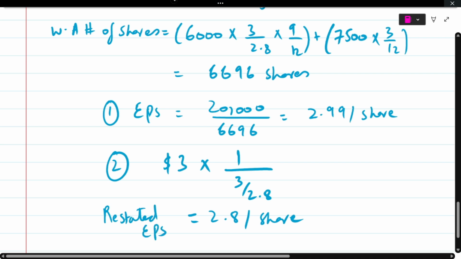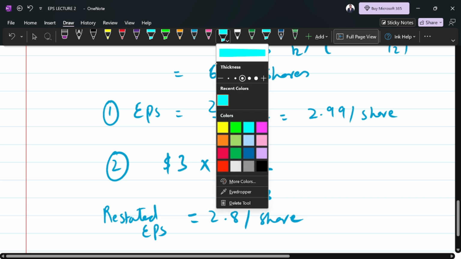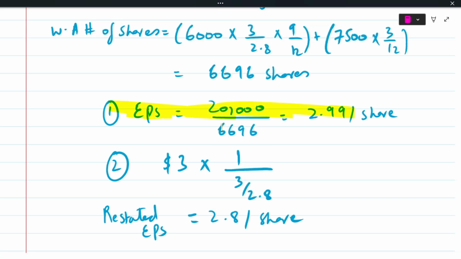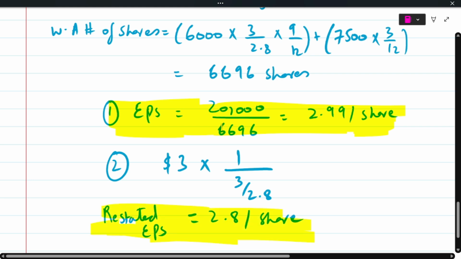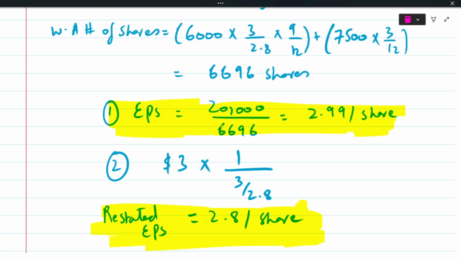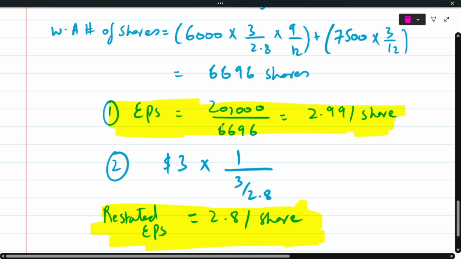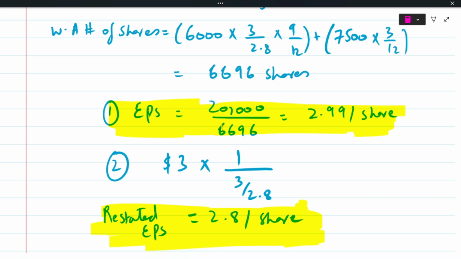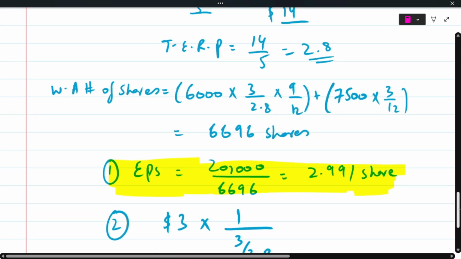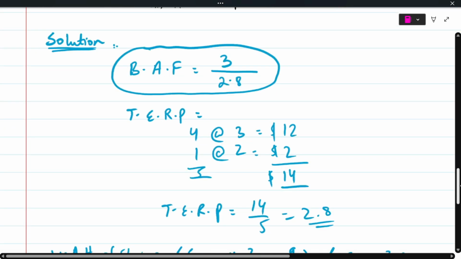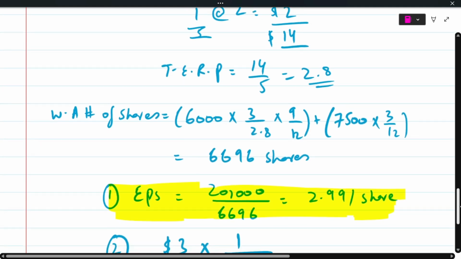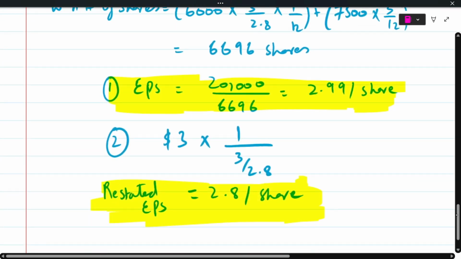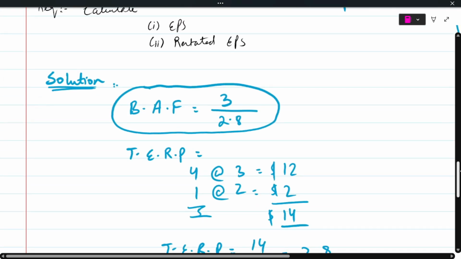Now, as you guys can see on the screen, I have my EPS and my restated EPS. This is my EPS, 2.99 per share, and this is my restated EPS, which is 2.8 per share. I hope those who tried this question themselves first got the correct answer. Even if you didn't get the correct answer, it's okay. You can look at the solution. I just solved the entire question for you, so you can cross check that and see what went wrong. So this was the solution for this entire question, guys.